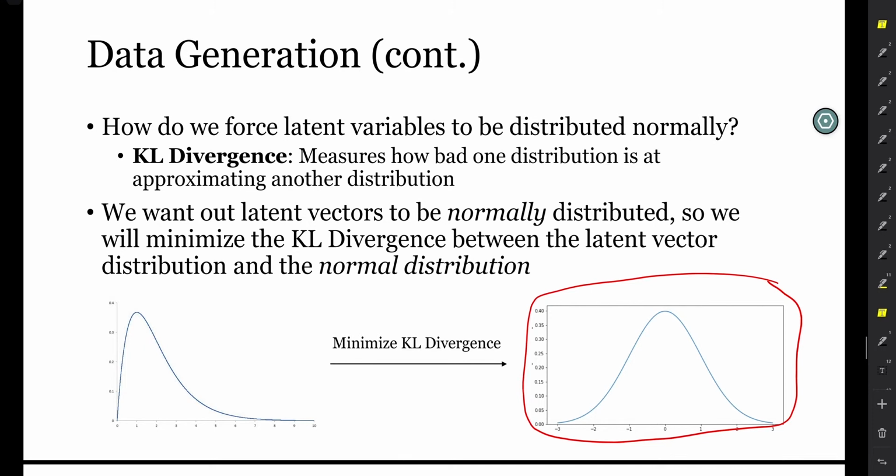Because the KL divergence describes how well one distribution fits another, we can calculate the KL divergence between our latent variable distribution and our normal distribution, and then minimize this value so that the difference is minimal. This will cause our latent variables to be forced to a normal distribution.